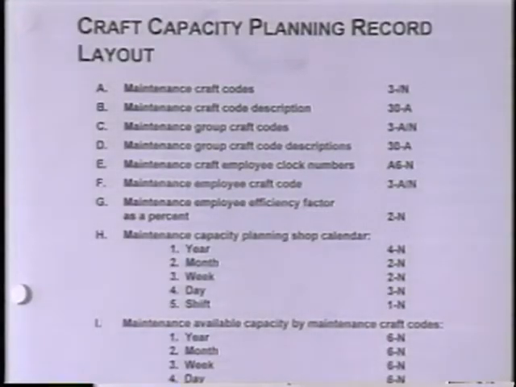Now, if you would turn to the next page, which is the record layout page for craft capacity planning, I want to address again the data elements that are in here, as I have done in each previous section that had a record layout in there. I also want to make reference that these are our recommendations. Remember, you can adjust the data, the field sizes, the terminology, any way you so desire. Item A addresses the maintenance craft codes.